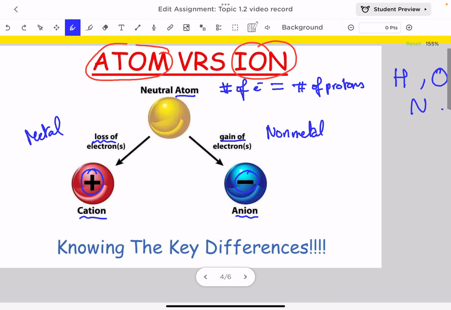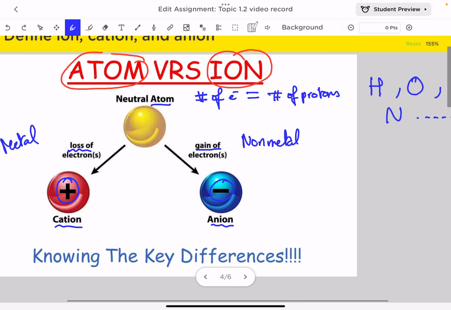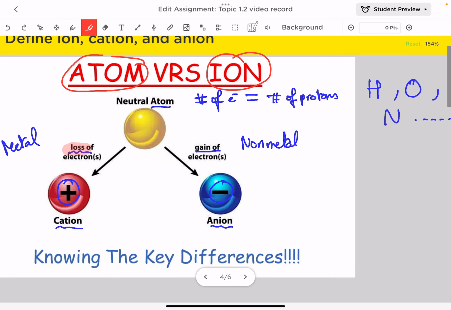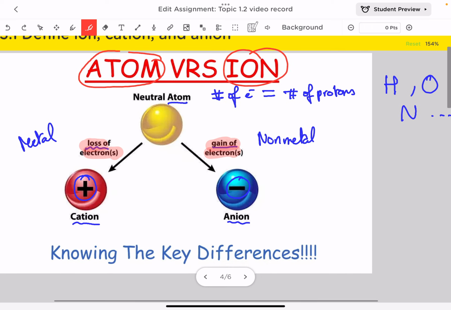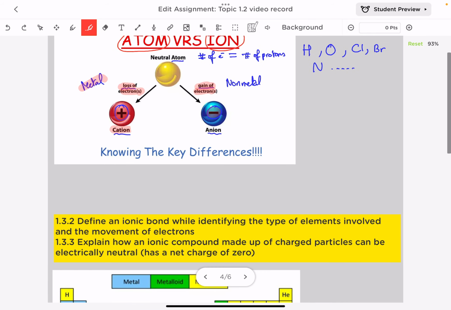So recap: an atom can either lose or gain electrons. The atom is neutral. If the atom lost electrons, and if that atom was a metal, it's going to become positive, and we call it a positive cation. If the atom gained electrons, it's going to become negative, and you call it an anion.